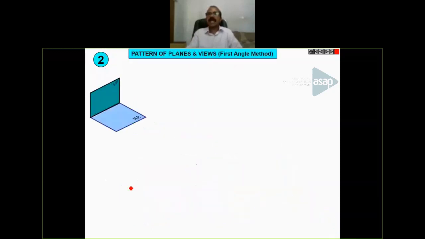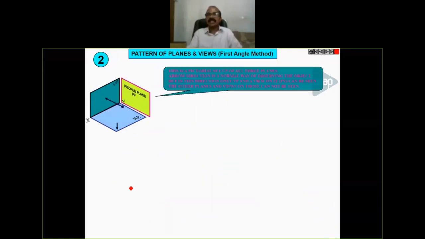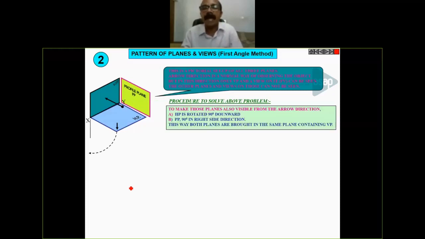Similarly, pattern of planes. See here, you can see these three planes altogether. The green surface represents the profile plane, the horizontal plane is represented by the blue color, and another green color represents the vertical plane. So all the planes are combined here, and the rotational planes are also very important.